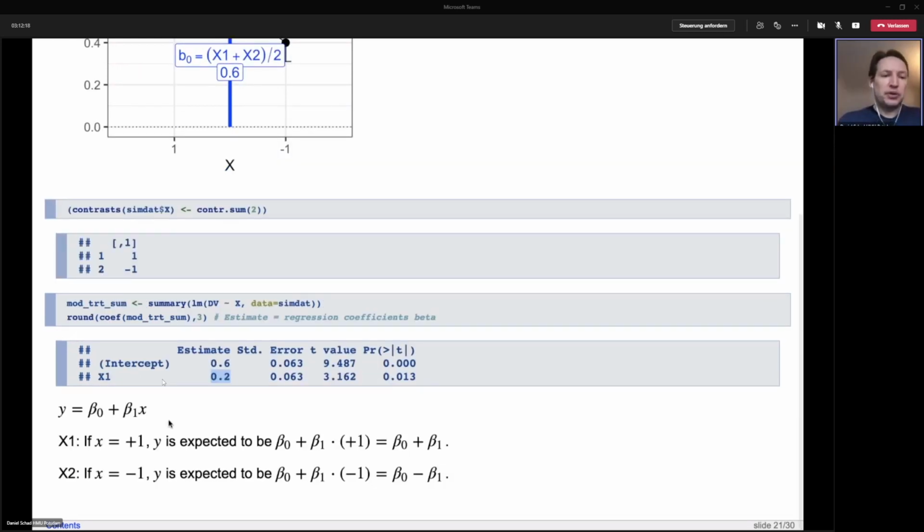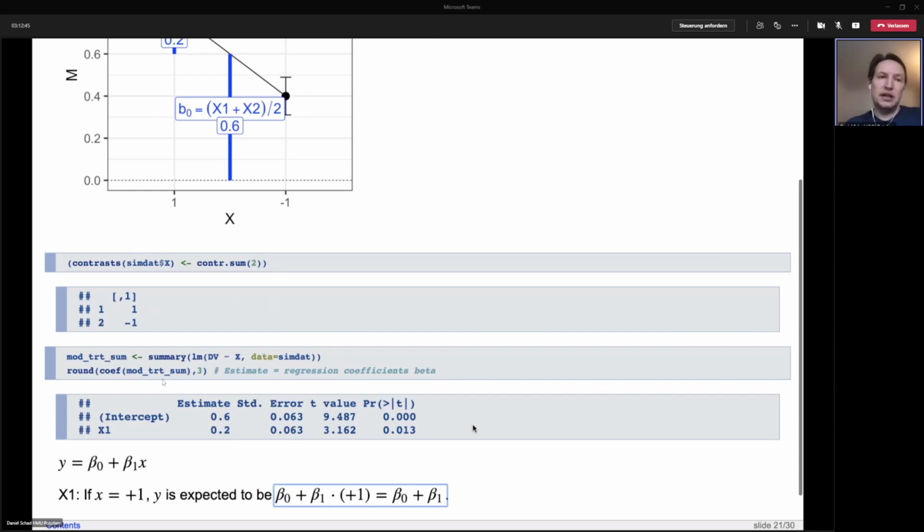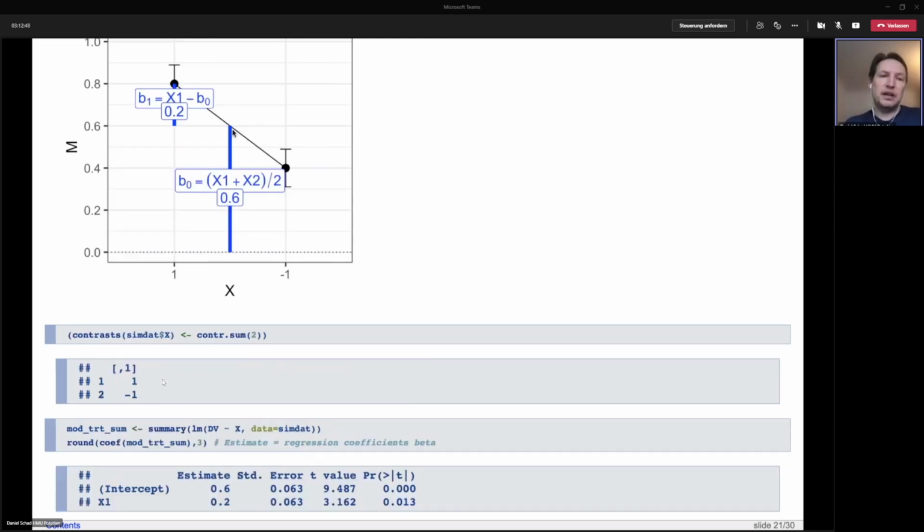And how does that work? How can we make predictions in this model? So now x1 has a value of +1. If we want to predict the mean of condition x1, we have to take beta 0 plus beta 1 times plus 1, so x is plus 1, and this gives us beta 0 plus beta 1. And this is exactly what we can see here. Intercept 0.6 plus the slope together give 0.8.